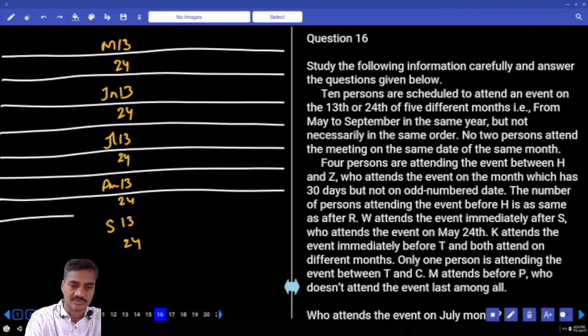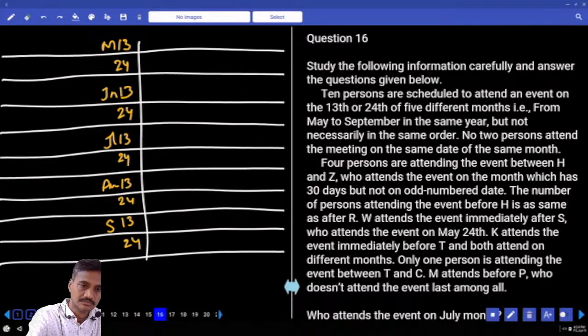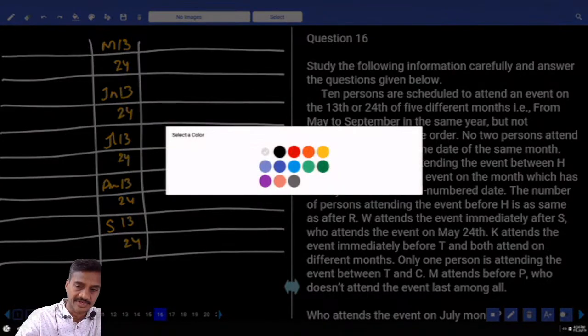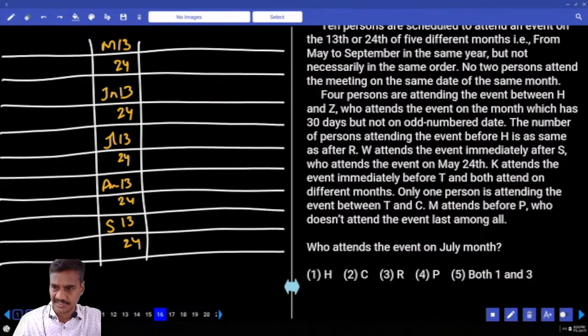August 13, August 24, September 13, and September 24. Then coming to condition number 1. Now 4 persons are attending the event between H and Z. And Z attends the event in a month which has 30 days, but not on an odd number date. Now Z is on an even number date in a month having 30 days.